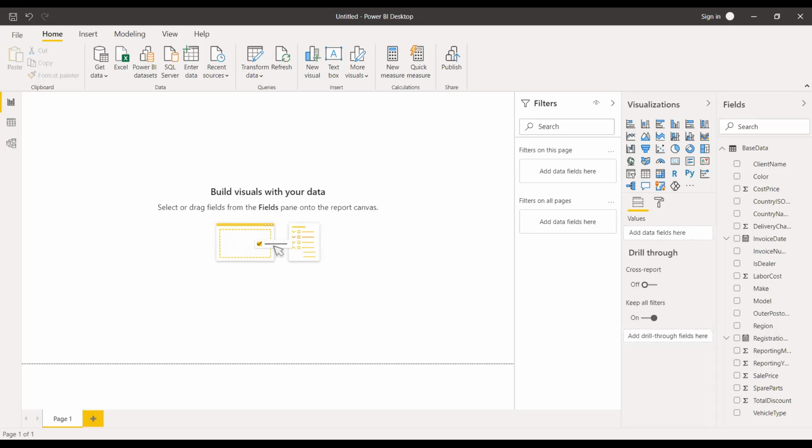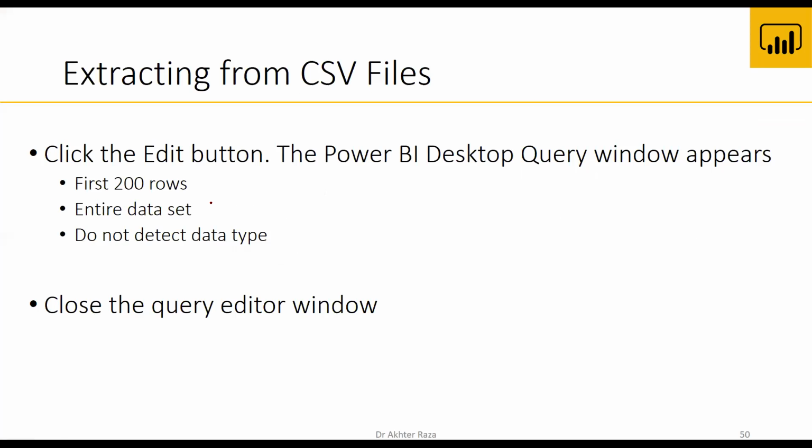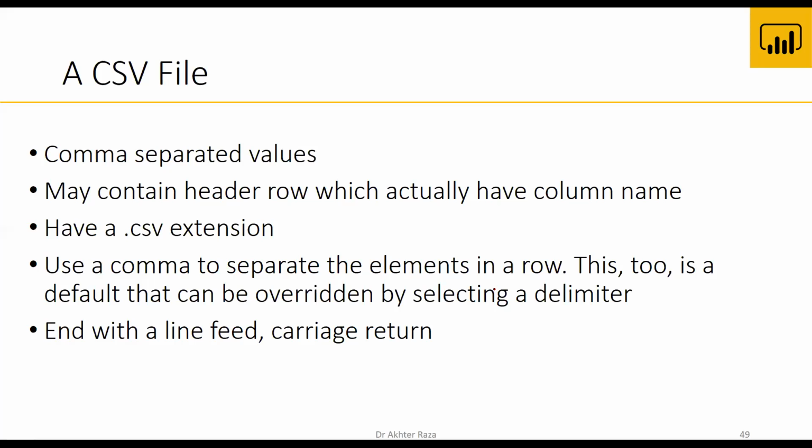Let's move ahead. Comma separated files may contain a header row, a CSV extension, comma separated, and this option will be there. How many rows you want to extract? First 200 rows, either you pick the 200 rows from the CSV file, or you want to extract the entire data file, or do not detect the data type. Multiple options are there. This is the practice from a CSV file.